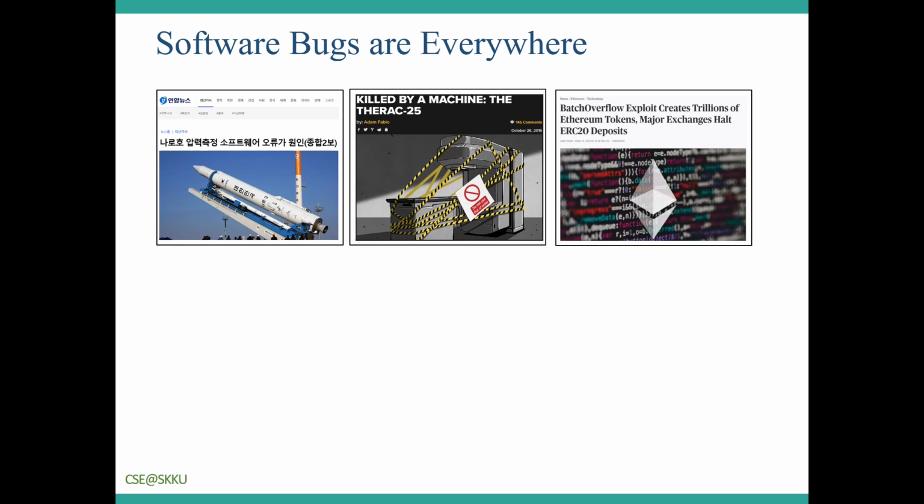So this exploit made many ERC20 tokens highly vulnerable to price manipulations. As a result, several major exchanges had to temporarily suspend ERC20 token deposits and withdrawals. So cases like this show us that one of the fundamental challenges in software is that bugs are everywhere and they can have serious consequences.